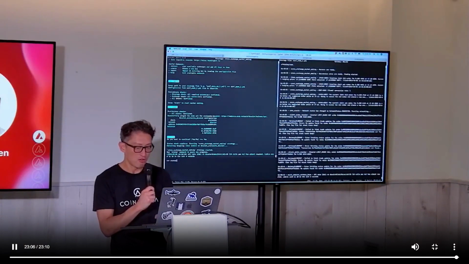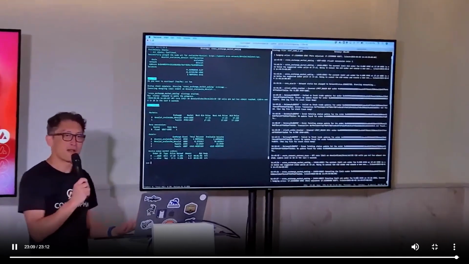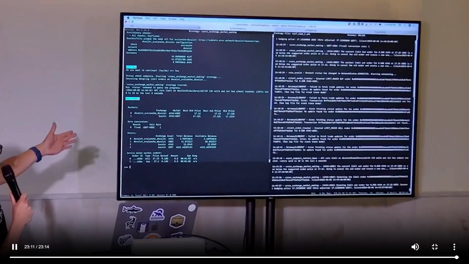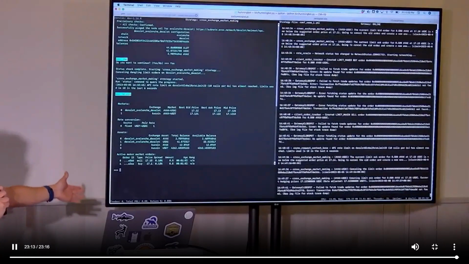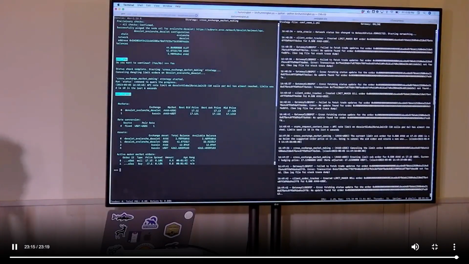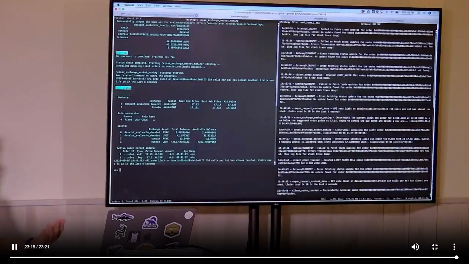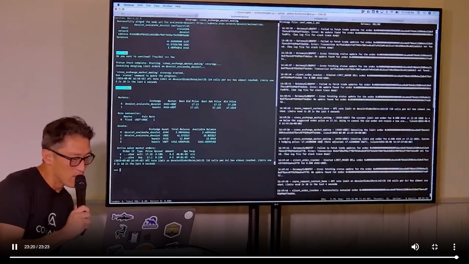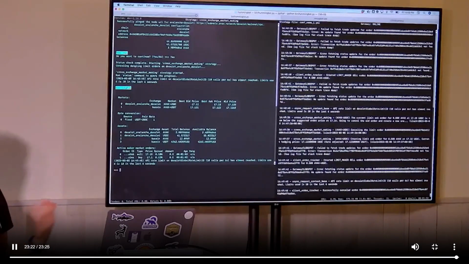You can also do the status command in Hummingbot. That also shows you what your balances are, what orders you're placing, and what the prices are as well. And so yeah, this is really how it works. This is the main thing.